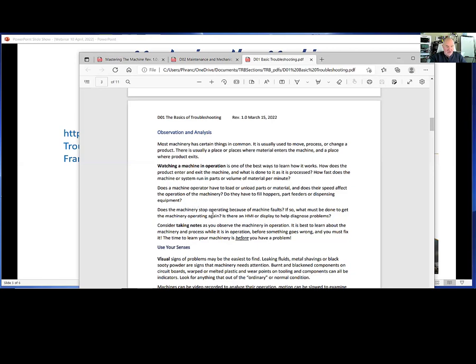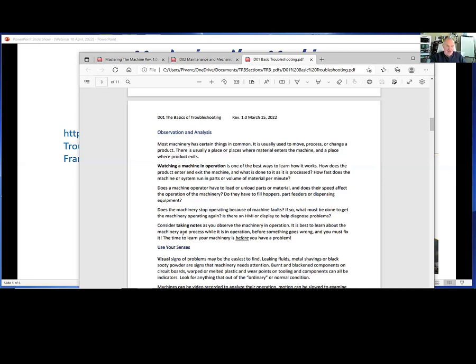Does the machinery stop operating because of machine faults? Well, most machines do, right? If they detect something that's wrong, the machine is going to stop. If so, what must be done to get the machinery operating again? Is there an HMI or a display to help you diagnose problems? This book covers a lot of those details, right?